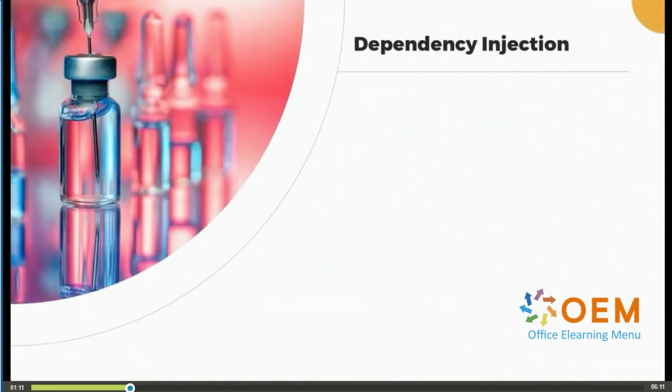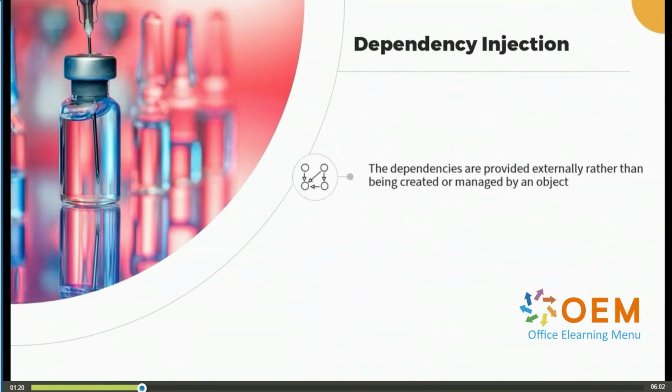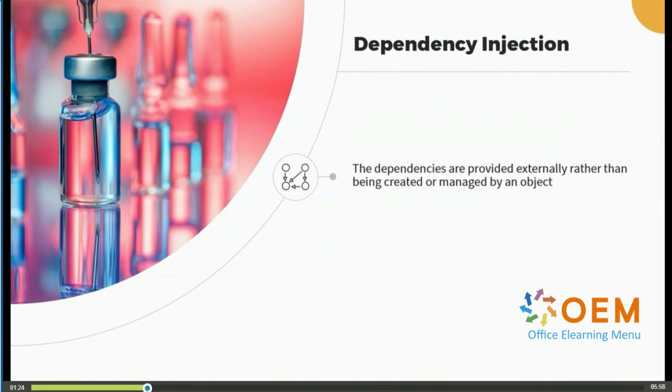Let's discuss some core characteristics of dependency injection. Let's say you have a class that depends on three or four other classes. The dependencies of your class will be provided externally rather than being created or managed by the class itself. So the object itself need not instantiate and create its dependencies.